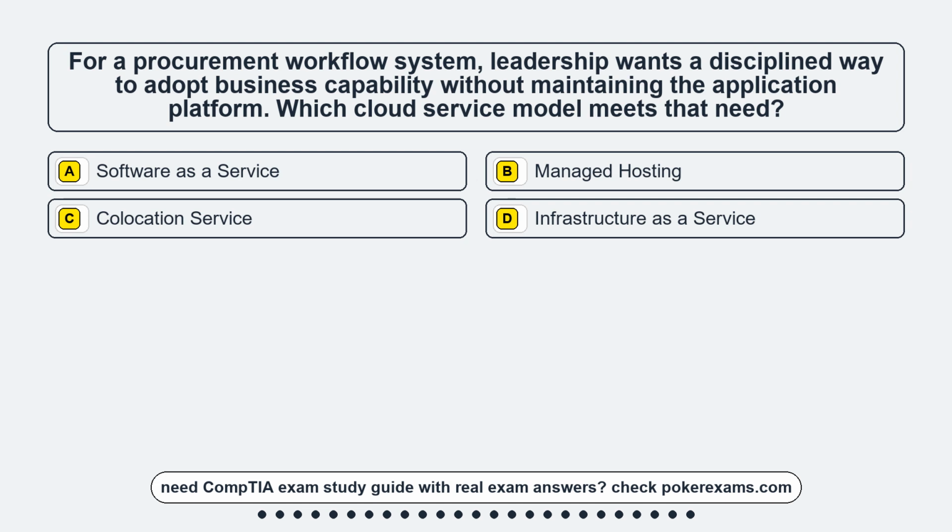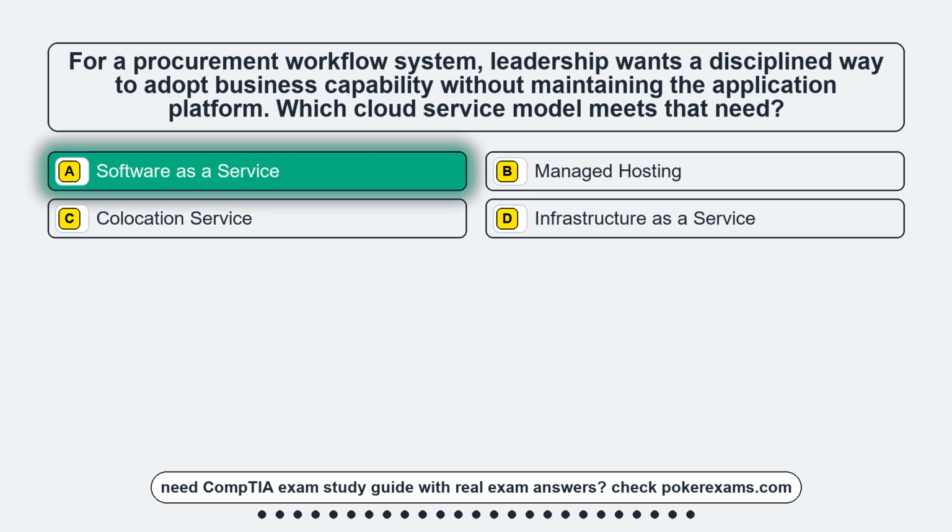Question 24. For a procurement workflow system, leadership wants a disciplined way to adopt business capability without maintaining the application platform. Which cloud service model meets that need? Option A, software as a service. Option B, managed hosting. Option C, colocation service. Option D, infrastructure as a service. The correct answer is option A, software as a service.